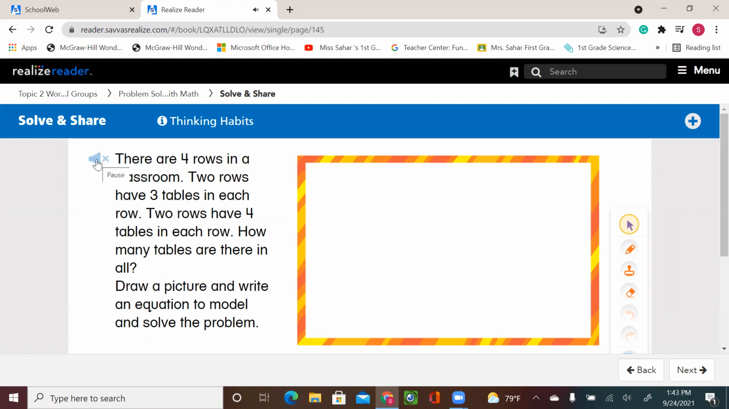There are 4 rows in a classroom. 2 rows have 3 tables in each row. 2 rows have 4 tables in each row. How many tables are there in all? Draw a picture and write an equation to model and solve the problem. All right, let's see what we have here.